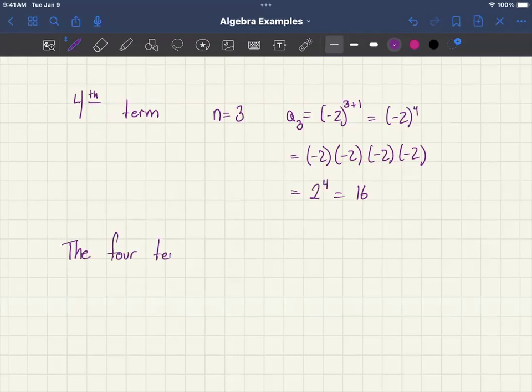So the first 4 terms of our sequence that we are looking at are -2, 4, -8, 16, dot, dot, dot. You'll see there's a pattern here that we can already see forming. The signs alternate: negative, positive, negative, positive, and each time we multiply by a -2.